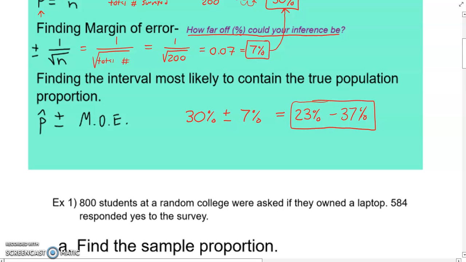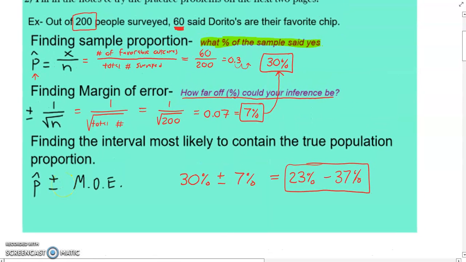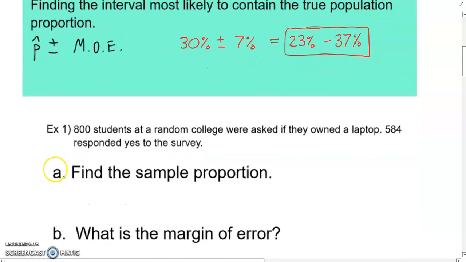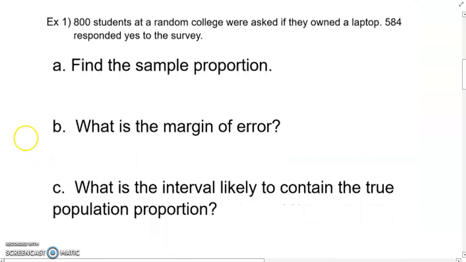Clearly, the more people you survey, the smaller the margin of error is going to become, which then builds your confidence level that what you've actually surveyed is fairly accurate. Okay? So that's it. That's the sample proportion, margin of error, and finding the interval. Let's look at a few examples for the last part of this video and see how we do.